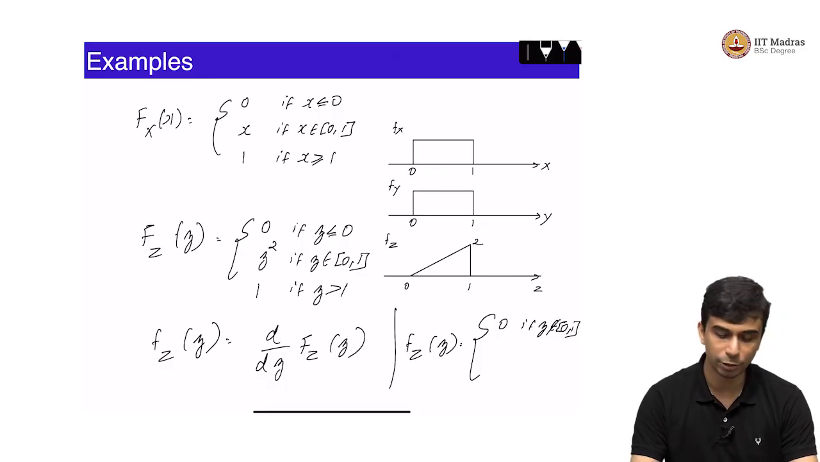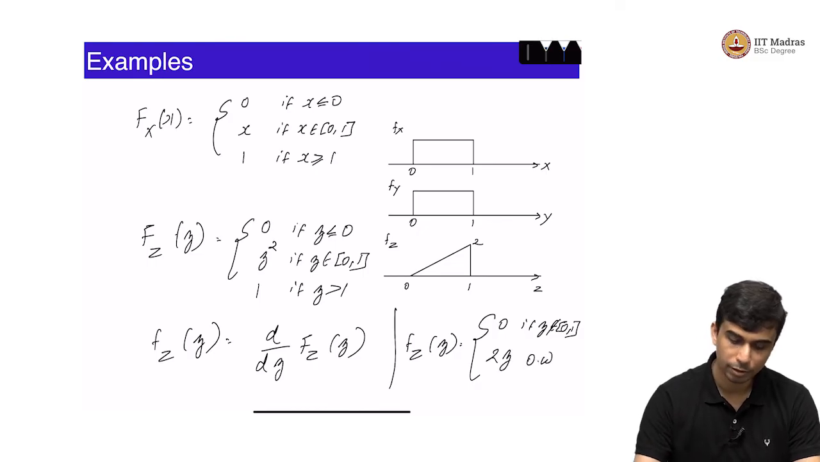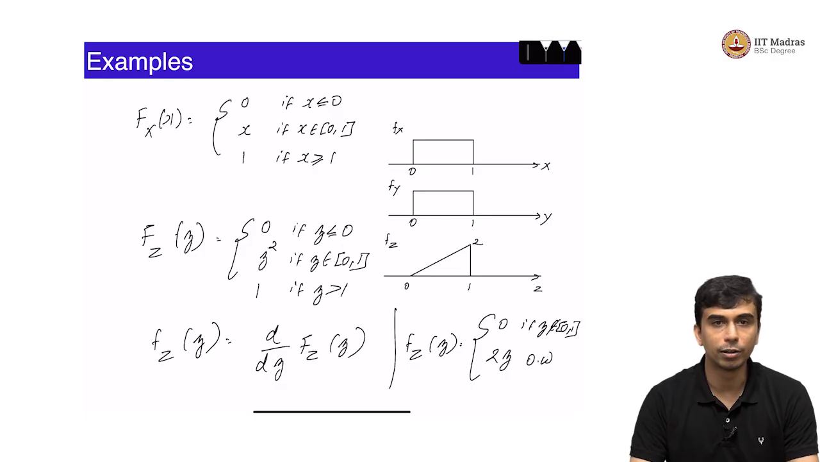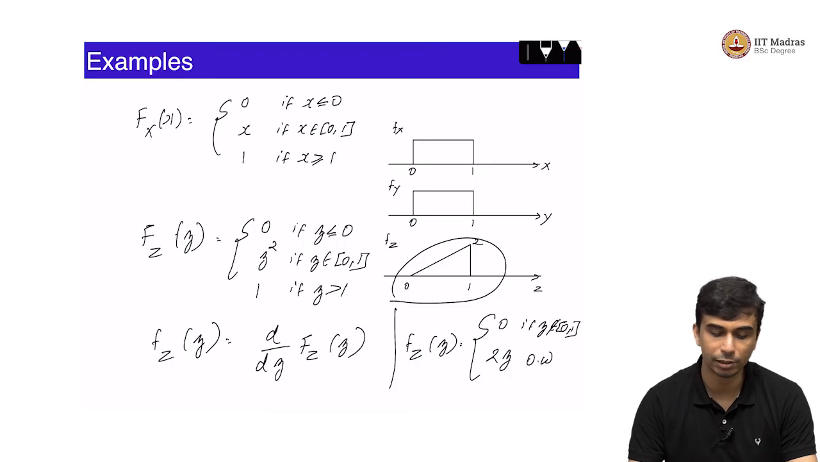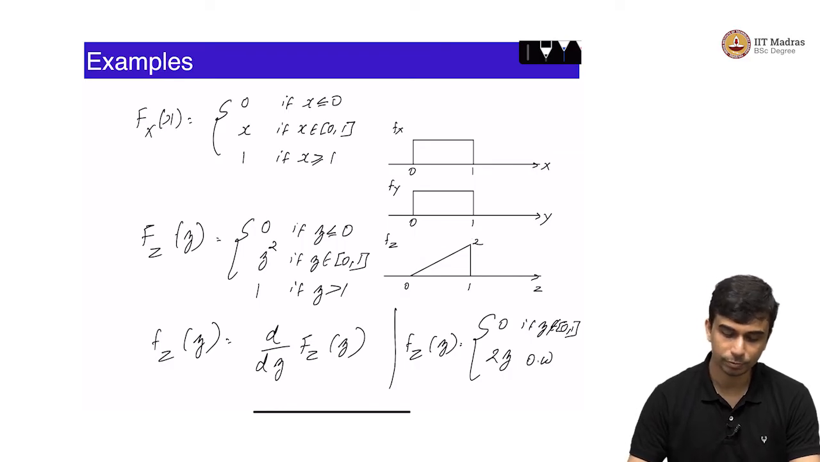Within the range of 0 to 1 you differentiate z squared, you get 2z, otherwise 0. So, which will result in your density function looking like this nice triangular function. So, this is 2z. We can once again check that this also is a valid density function because the area of this triangle is equal to 1.